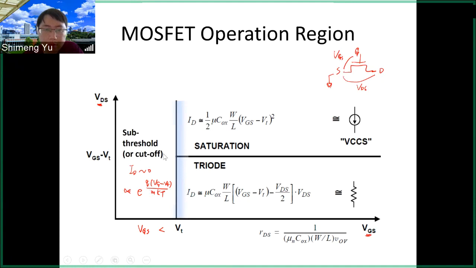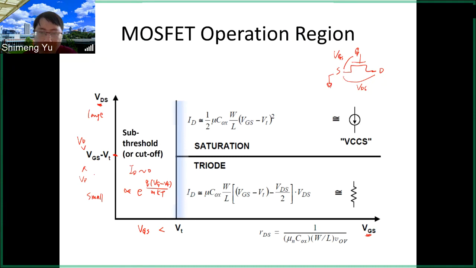So today we are going to focus more on the saturation or the triode region. This is when the VGS is larger than the VT. And then now we need to decide saturation versus triode by looking at the VD. If the VD is large, VD larger than VGS minus VT, then the transistor is in saturation. Or if it's small, then it's in this triode region.